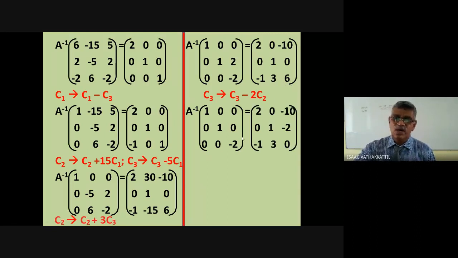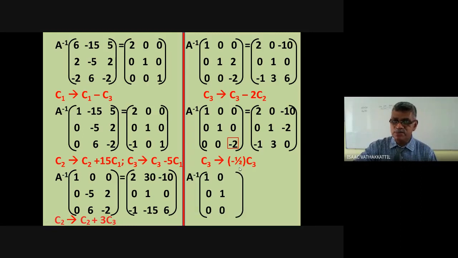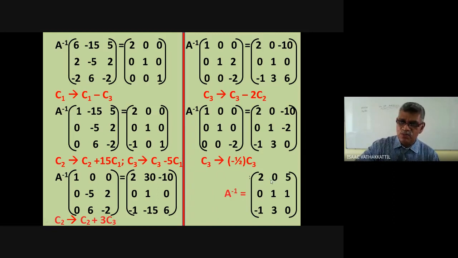Okay? Only one thing is left out. I have to make this 1. So C3 changes to minus half C3. This minus 2, I divide by minus 2, that is minus half C3. So it becomes the identity matrix, and minus half makes it 5 and 1. So you have A inverse equal to 2, 0, 5, 0, 1, 1, minus 1, 3, 0.